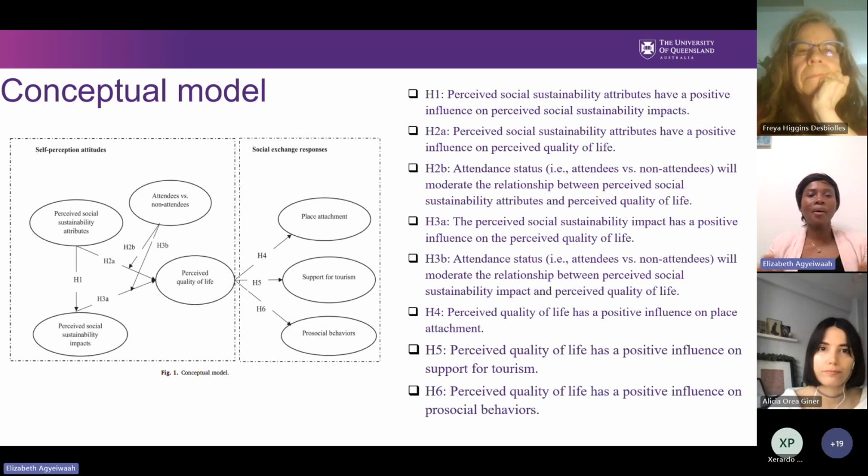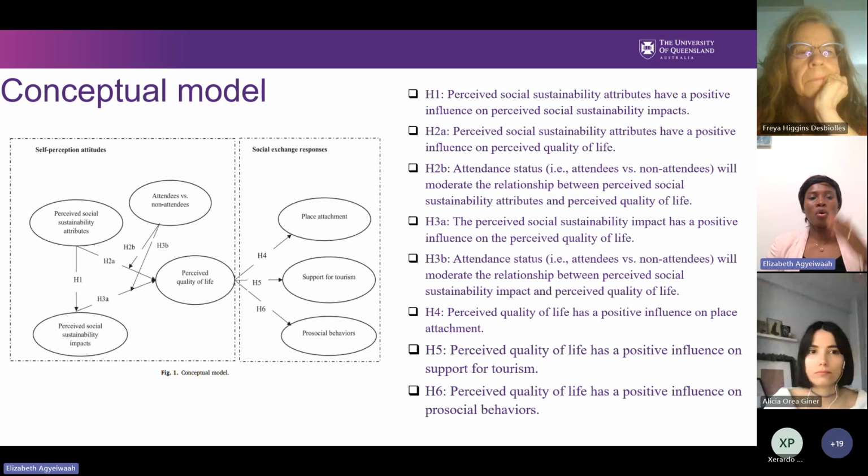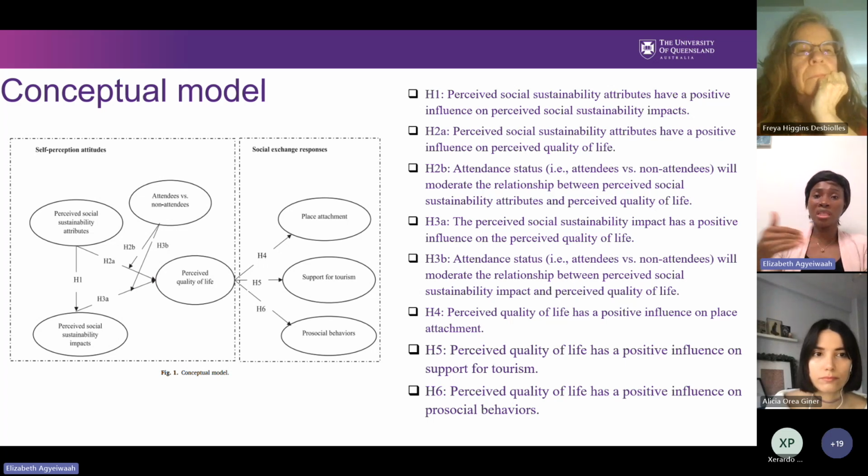And so this is how the framework for the study looked. On my left-hand side is the self-perception attitudinal variables that we're looking at. So we're looking at how the perceptions are informed by whether someone has attended the events or has not attended events. How will that person evaluate based on their participation status?